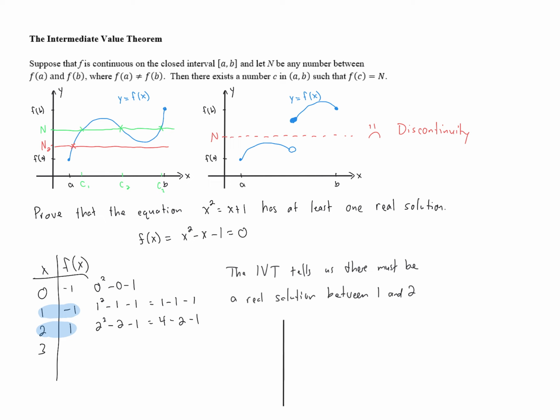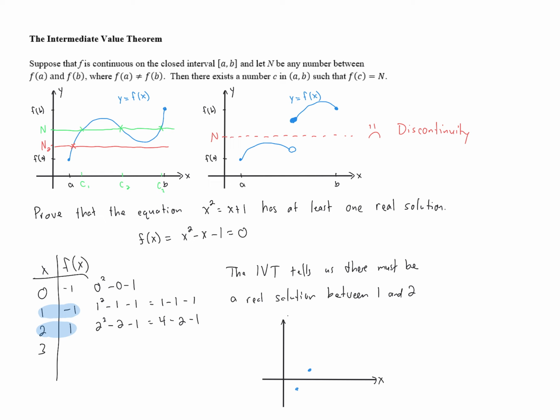And if you're not quite following how this works, let me give you another quick drawing. We don't know what the graph of this function looks like, but we do know that when x is 1, f of x is negative 1. So that's going to be a point down here. And then when x is 2, f is positive 1. So that's going to be a point up there.